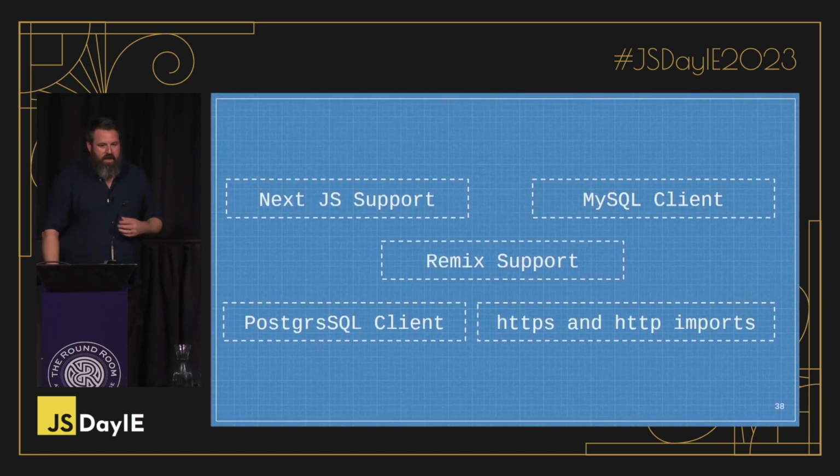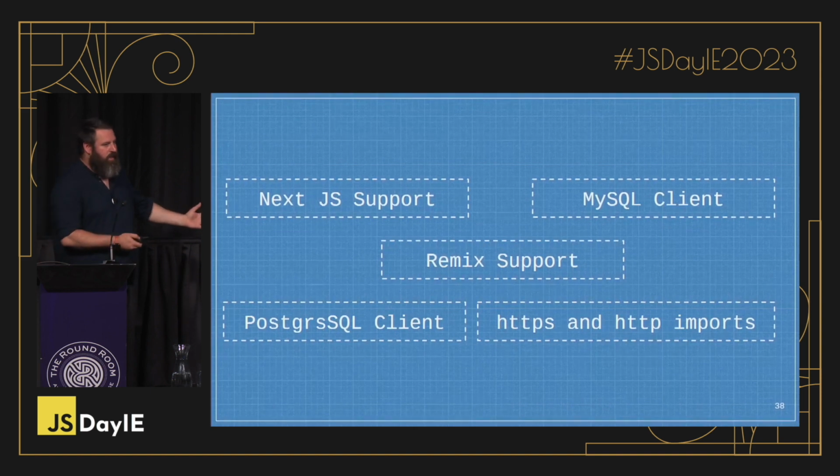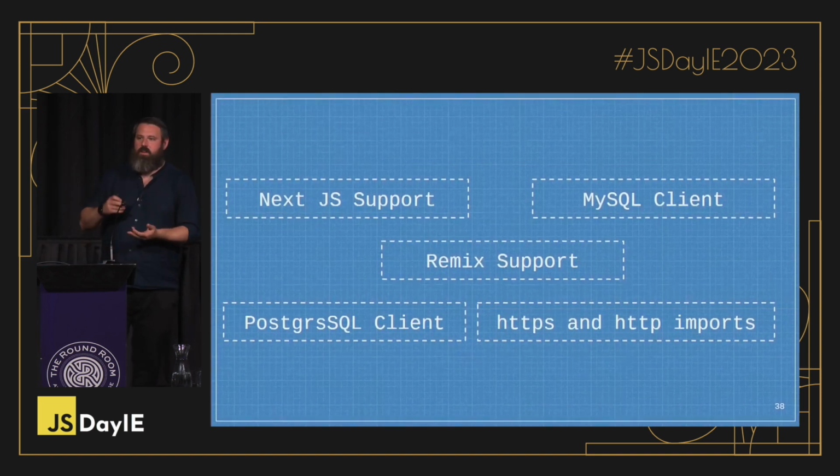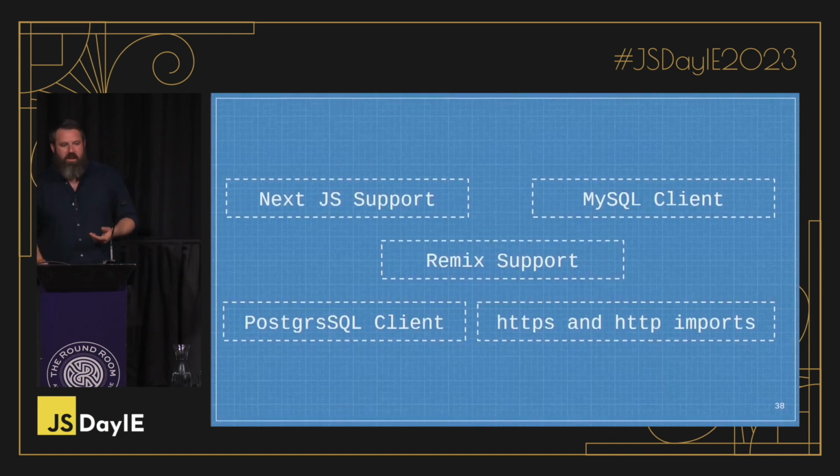And then finally, one that's kind of interesting to me is the HTTP and HTTPS support. So this is kind of leaning towards how Deno does its imports. So potentially you could be importing from a URL, importing from a file, and requiring from a file into one file.